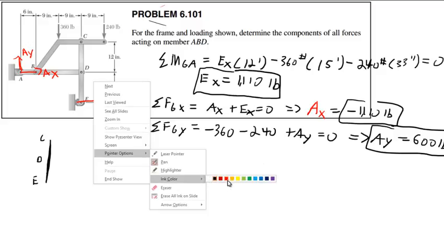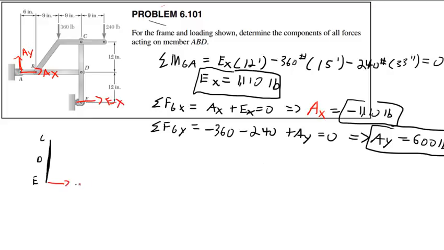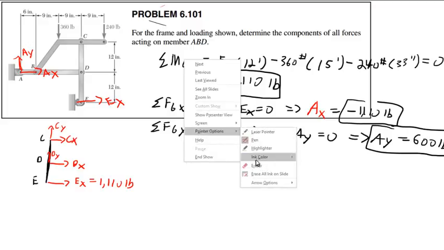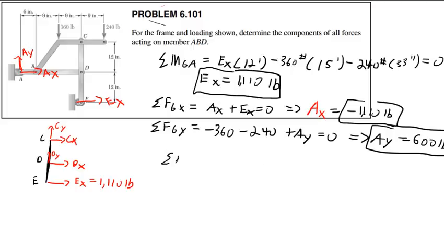Well, what forces exist on this? We have EX, which is 1,100 pounds. Well, 1,110 pounds. We have DX and DY. And we have CX and CY, correct? Then I can simply do sum of moments. Let me call this one member one and this one member two.